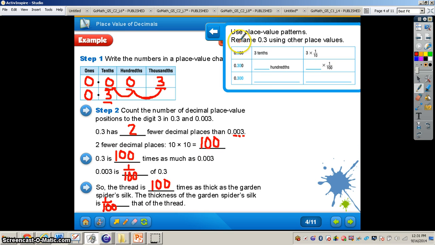Okay, now let's take a look at this, and it says use place value patterns, and we want to rename 3/10 using other place values. So if we just have 3/10 here, right there, 3/10, 3 times 1/10. Okay, now if we have just the blue there, we could see that would be 30 hundredths. And so we could see here 30 times 1/100th. Now here we see we have 300 thousandths.